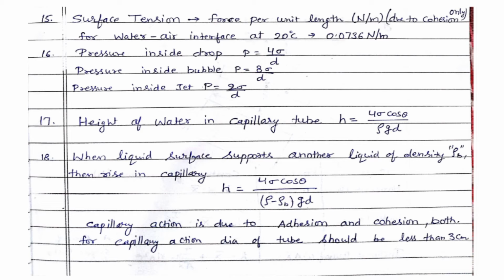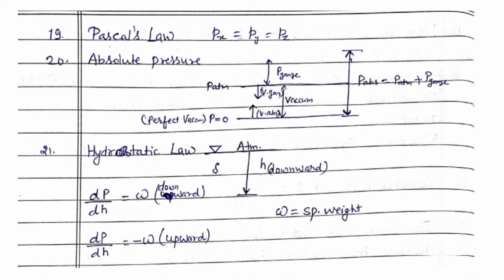Now another application of capillarity: when a liquid surface supports another liquid of density rho b, then the rise in capillarity will be H is equal to 4 sigma cos theta divided by (rho minus rho b) into g D. This capillary action is mainly due to adhesion and cohesion. For capillary action, the diameter of the tube should be less than 3 centimeters.